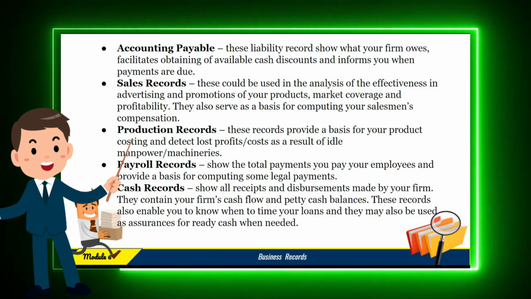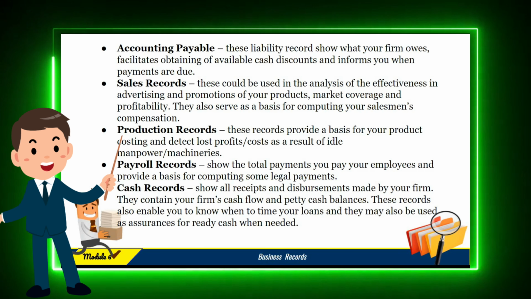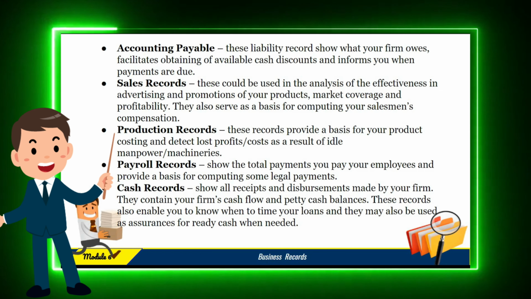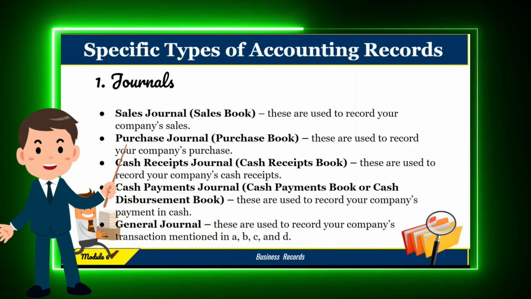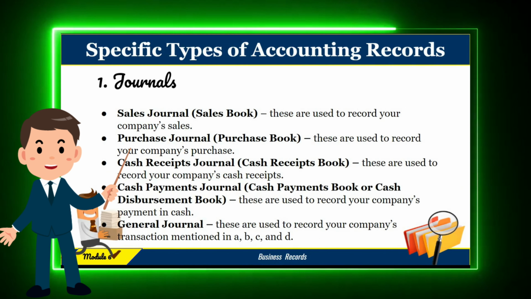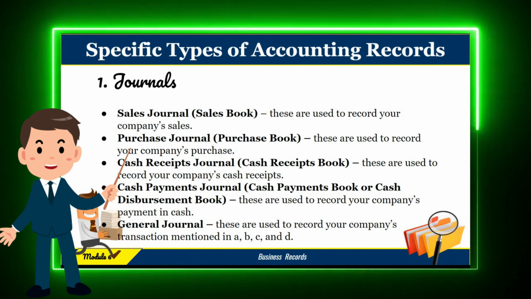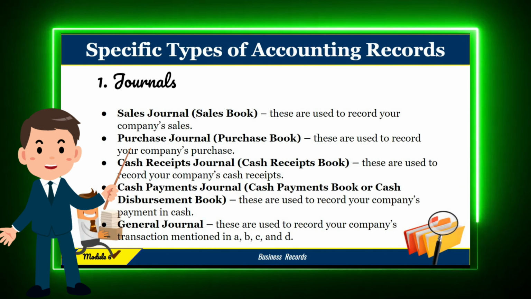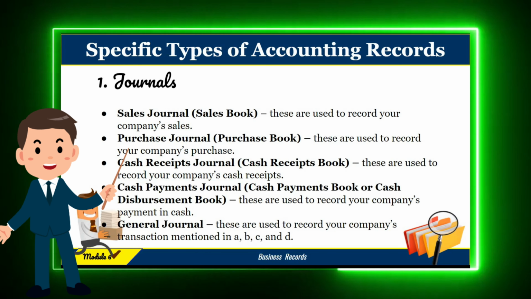So this record also enables you to know when to time your loans, and it may also be used as assurance for ready cash when needed. Okay? So next, we have here the specific types of accounting records, and one of the types of accounting records is journals. So what are the things or records under journal?